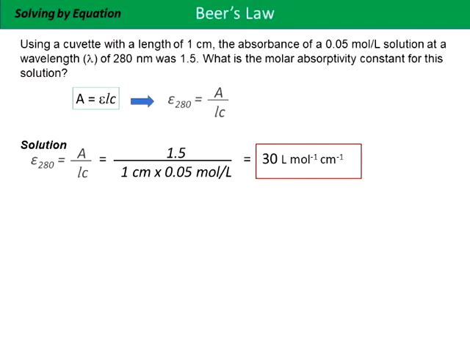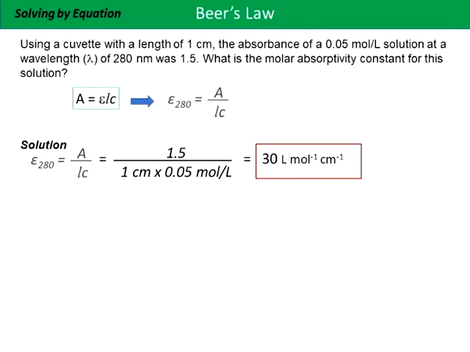The Beer's law equation can be used to carry out other calculations. Let's do a problem. Using a cuvette with a length of 1 centimeter, the absorbance of 0.05 moles per liter solution at a wavelength of 280 nanometers was 1.5. What is the value of the molar absorptivity constant, epsilon, for this solution?